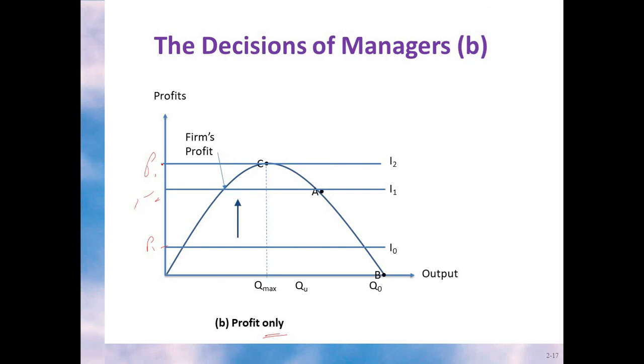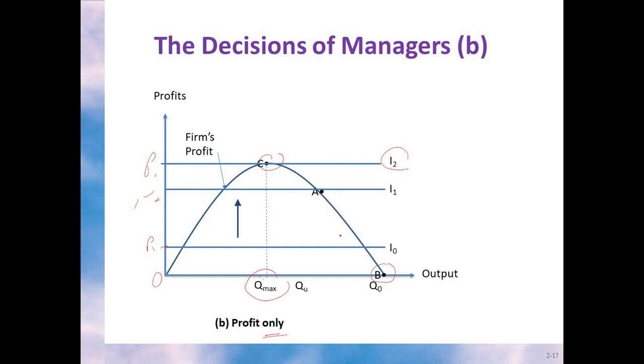Okay, so you can see that the highest profit here, at indifference curve 2, is at point C. You don't actually maximize the output, because if you want to go for the highest output it should be here, because this one is 0. This one is not the highest output, but what you get is the highest profit.